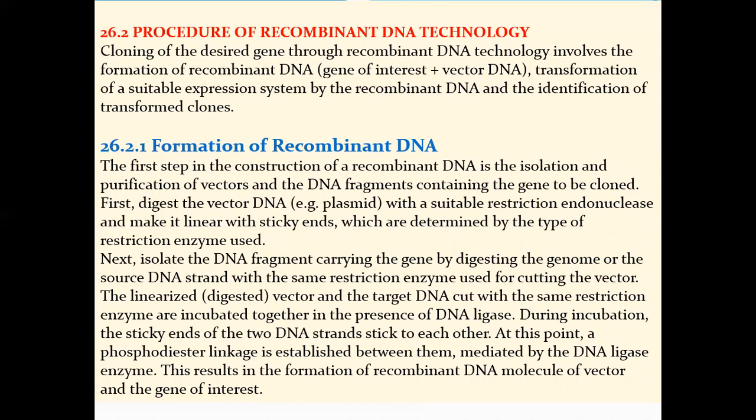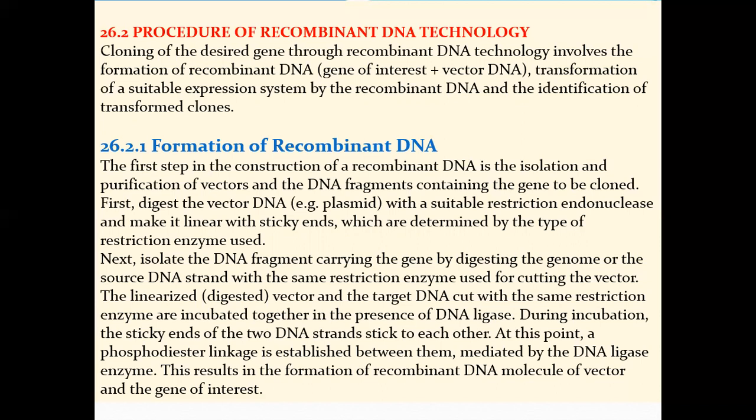The first step in the construction of recombinant DNA is the isolation and purification of the vector and the DNA fragment containing the gene to be cloned. First, digest the vector DNA plasmid with a suitable restriction enzyme, and it linearizes with sticky ends, which is determined by the type of the restriction enzyme used. Right. So next, we isolate the DNA fragment carrying the gene by digesting the genome, the source DNA strand, with the same restriction enzyme used for the linearized digested vector.